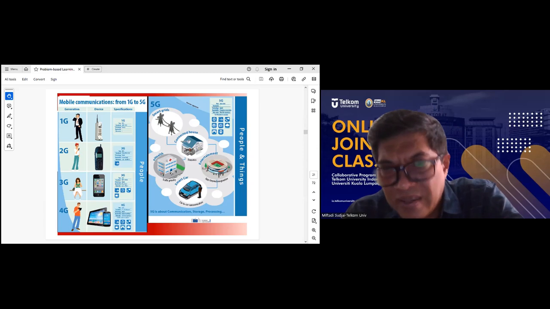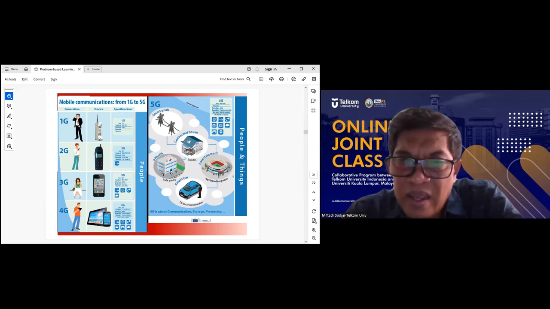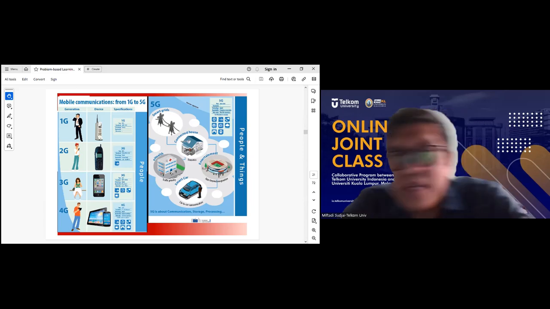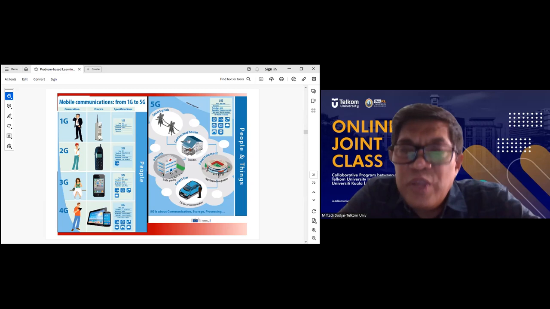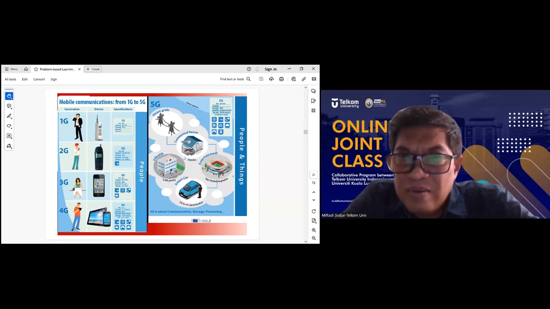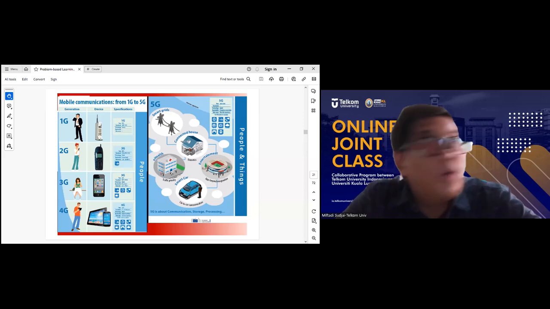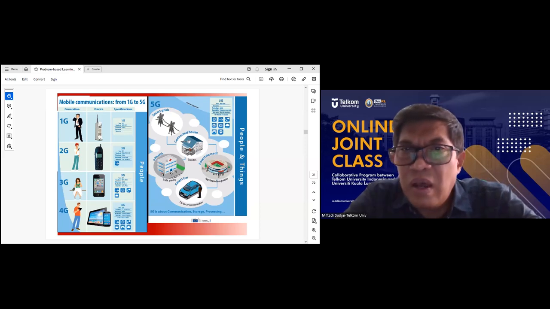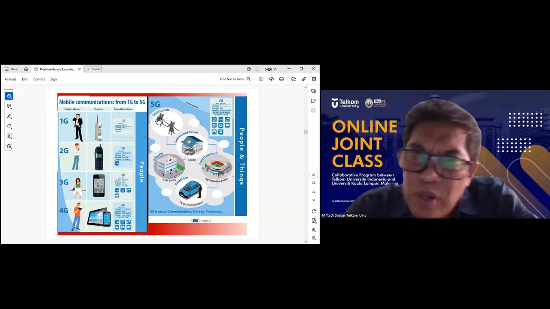Like smart city, then e-health, connected house, smart grid, smart car. So 5G basically not only caters for human-to-human communications, but also human-to-machine and machine-to-machine communication. For example, by using the IoT, Internet of Things, you can connect your refrigerator or CCTV to your handphone, in order to be controlled from your handphone.